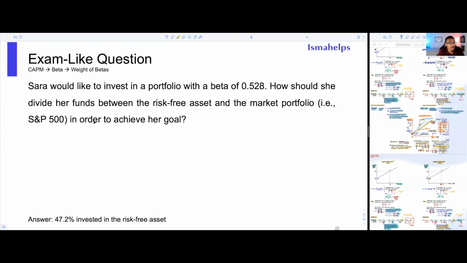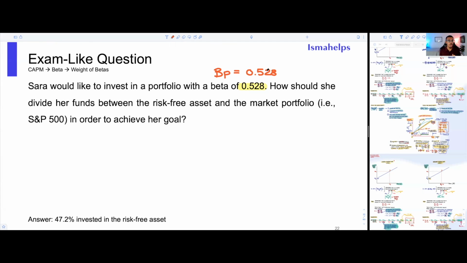Alrighty, Sarah, that's a nice name, would like to invest in a portfolio with a beta of 0.528. So already here, we know that the beta of the portfolio is equal to 0.528. When I do exam questions, even to this day, I would always identify stuff. It's always really important to identify what you're dealing with. Let's start with that. Let's go with the basics, okay?